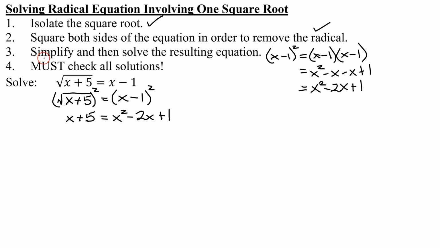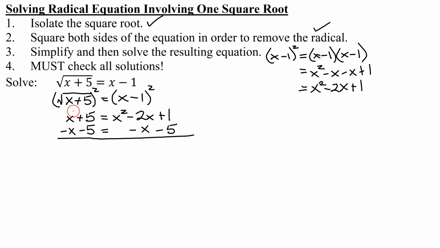And step 3 says to simplify and solve the resulting equation. Well, what type of equation do we have here? It's degree 2. It's quadratic. That means we want to factor or use the quadratic formula, so I must get 0 on one side. So I'm going to have to subtract x from both sides of this equation. I'm also going to have to subtract 5 from both sides. And please make sure you line up like terms.